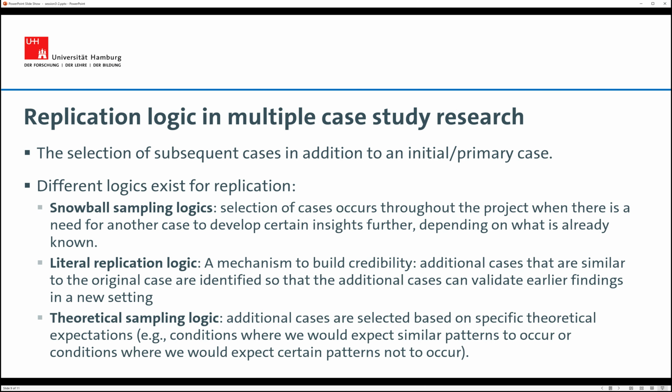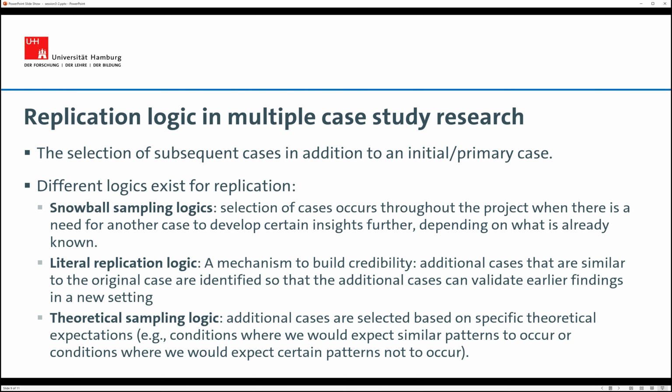A second type of logic is what's called literal replication. This is a mechanism to build credibility. We try to find additional cases that are very similar, identical to the original case. The idea would be that you literally take the same type of organization and the same cases to see whether you can replicate what you learned about the first case in all the other cases as well. Because if so, then it seems that these learnings would apply to any case, even those that you haven't studied. That's a literal replication logic. So an example would be that you start studying a retail organization, Edeka, and then you would replicate it by studying other German retailers, Rewe, Aldi, and so forth.